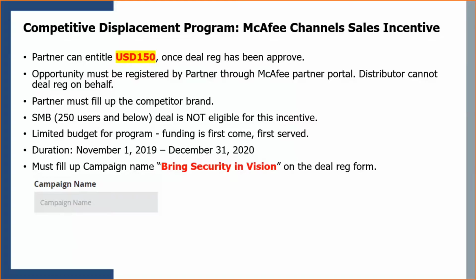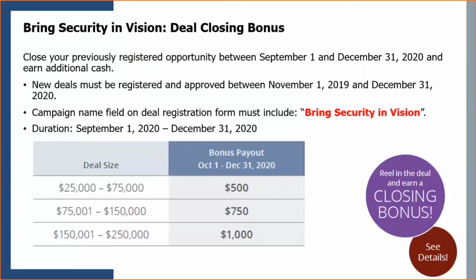Okay, let me move on to the second incentive. The second incentive is the Bring Security in Visions deal closing bonus. The previous one we talked about was when a deal reg is approved. This program is for deal closing, which continues from the previous program. How can you be entitled to this? It is also very, not to say easy, but you just need to close the deal between 1st of September and the 1st of December 2020, then you're able to get an additional payout incentive.